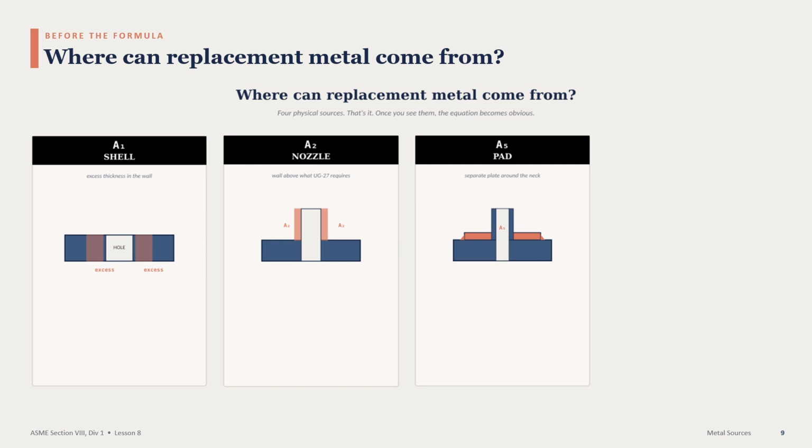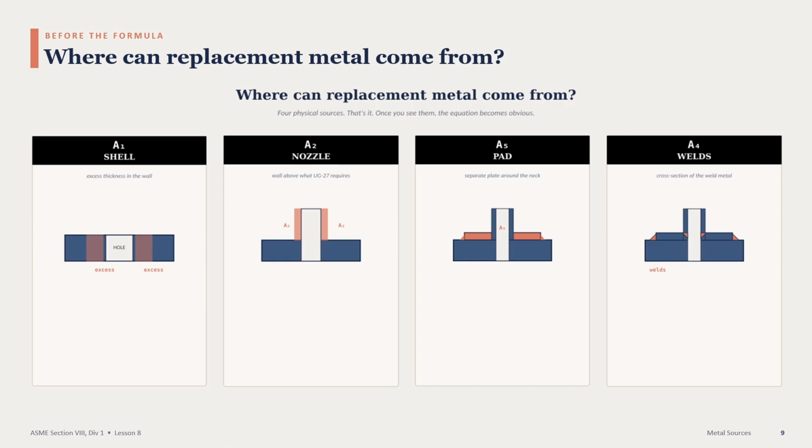Third, the pad. If A1 and A2 aren't enough on their own, we add a separate plate around the nozzle. This is the main way to add area when the shell and nozzle come up short. It's the A5 you will see in most calculations.